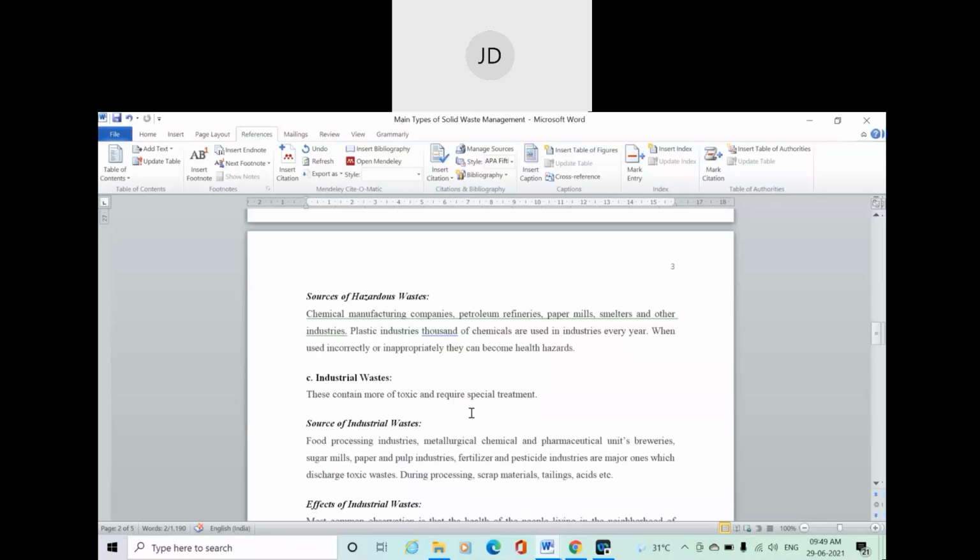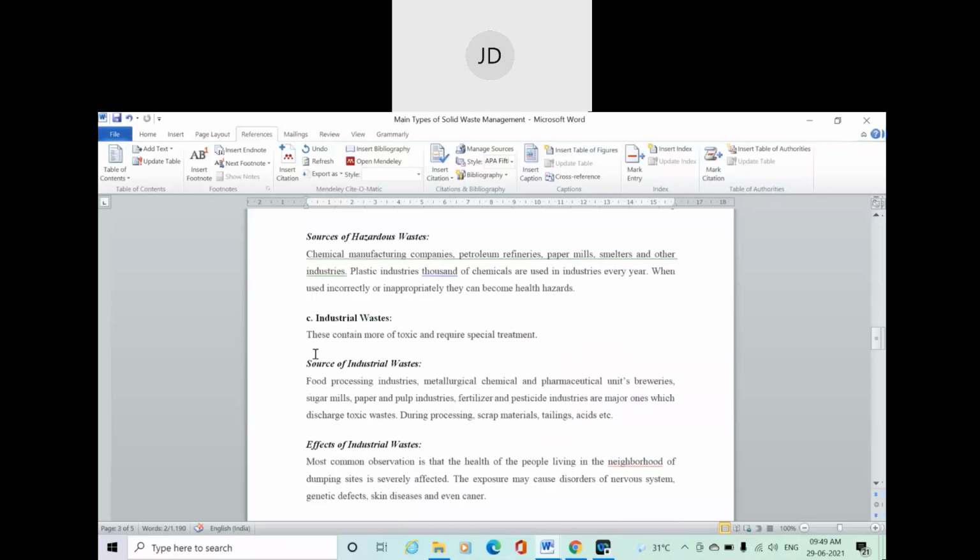Fine. So the third categorization of waste is industrial waste. This contains more toxic material and requires special treatment. Whenever you say industrial waste, the sources are basically food processing industries, metallurgical industries, chemical industries, pharmaceutical units, paper industries, fertilizer industries, or pesticide industries. These are major industries that generate industrial waste, and it is more toxic. So these are classified under industrial waste. They are also similar. So industrial waste can also be hazardous waste.